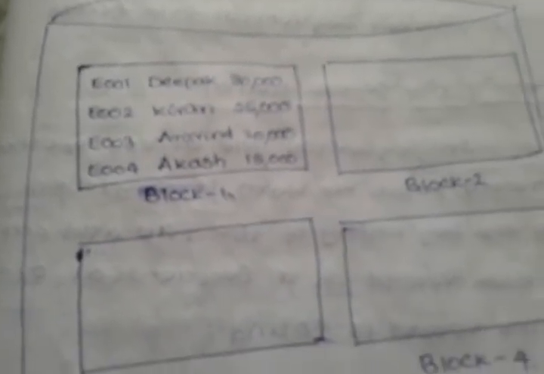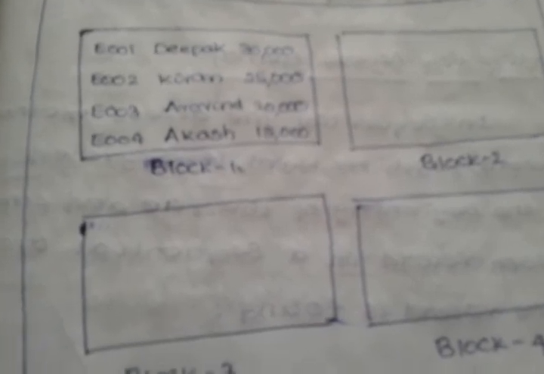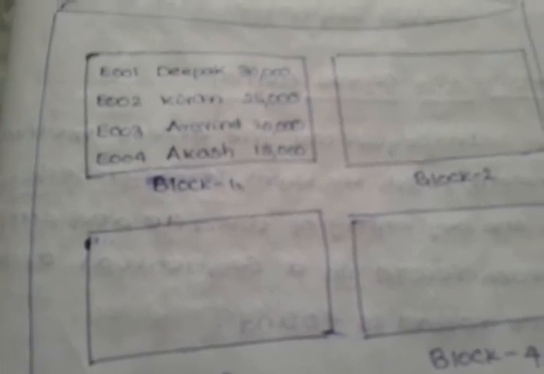That is, the records are stored in the form of blocks. How to define a block? A block is a collection of records, n number of records, where n may be any number.